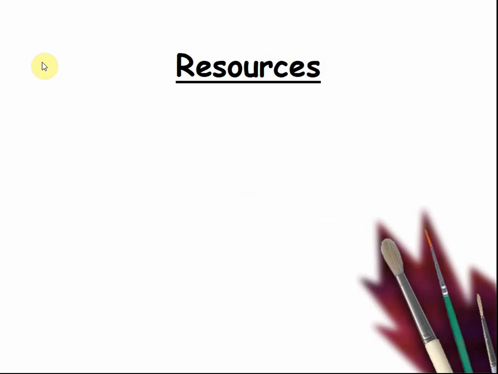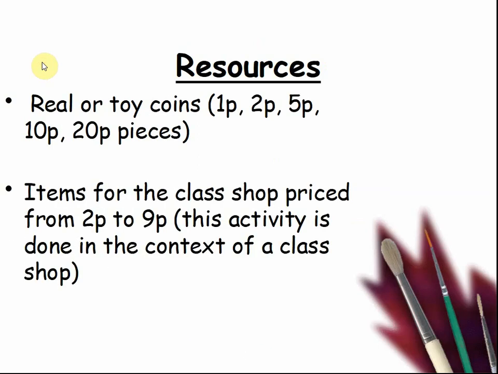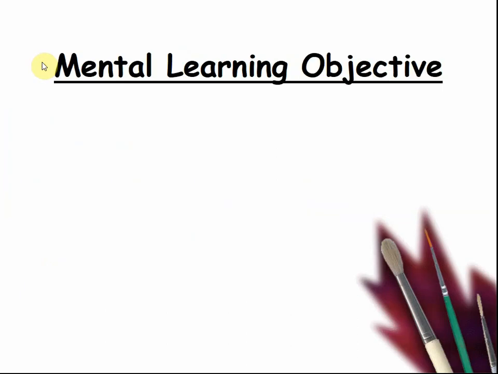The resources: real or toy coins, 1p, 2p, 5p, 10p and 20p pieces. Items for the class shop, priced from 2 pennies to 9 pennies. This activity is done in the context of a class shop.